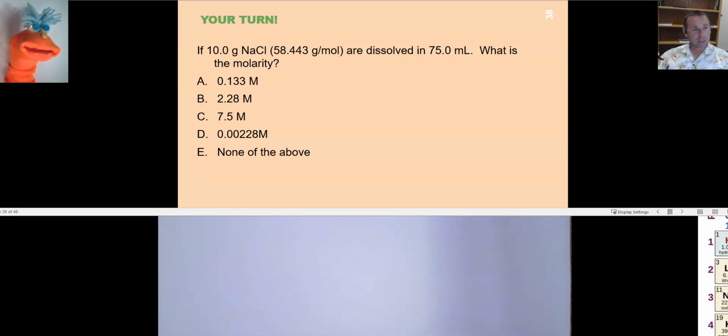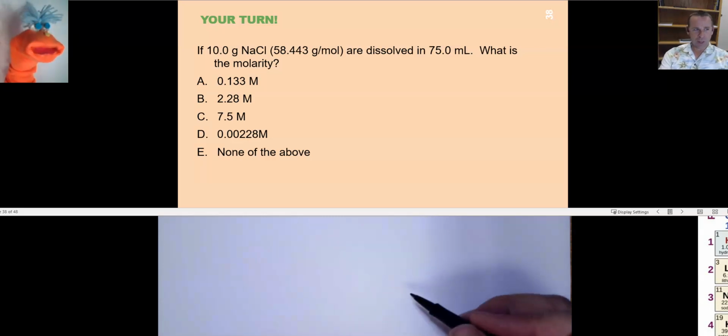Okay, so we would like to identify the molarity given the mass of solute and the total volume of solution. Do you think you can do this, Fred? I think I can do it. All right. Let's let the folks at home have a chance at it. Push pause. See if you can figure this out.